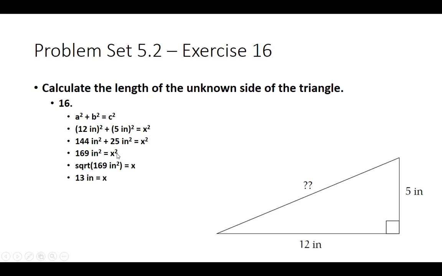To get the x by itself, we take square roots of both sides. The square root of x squared is just x. The square root of 169 square inches is 13 inches. So the unknown side, x, is 13 inches.